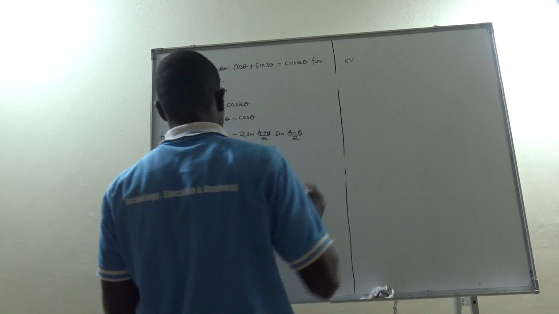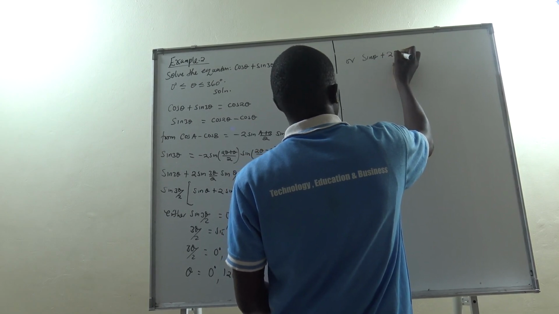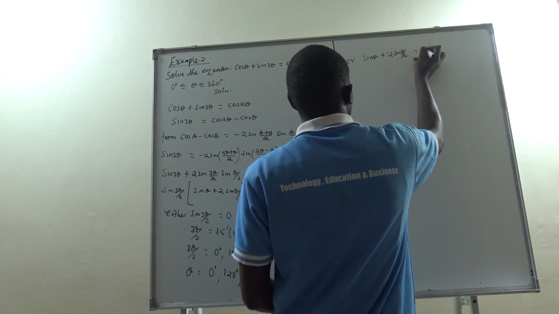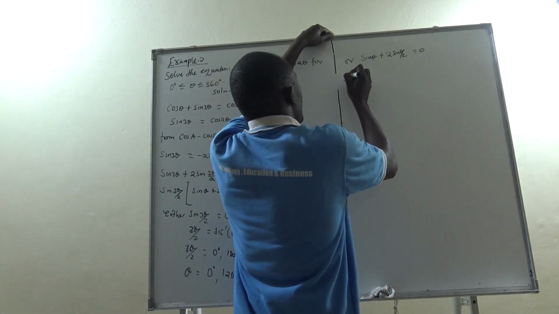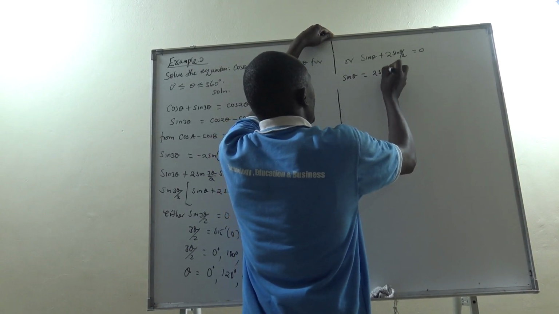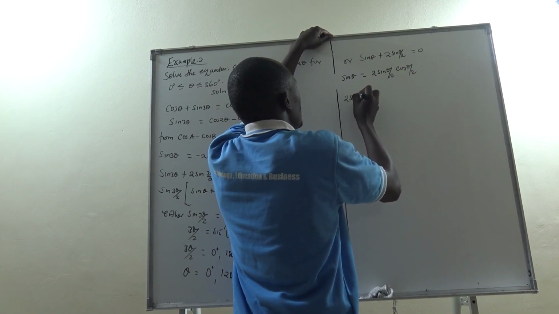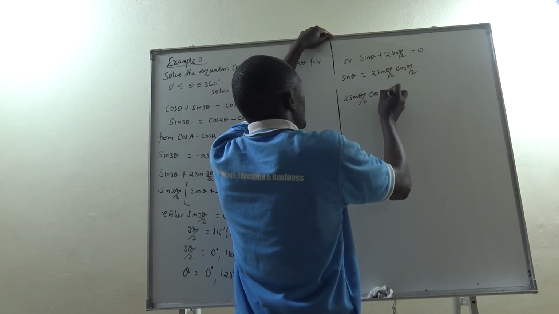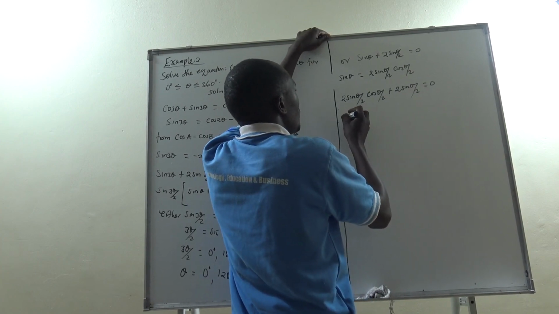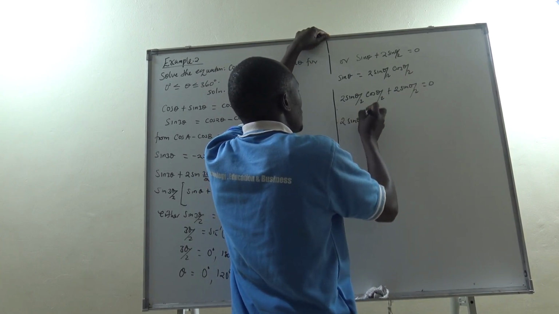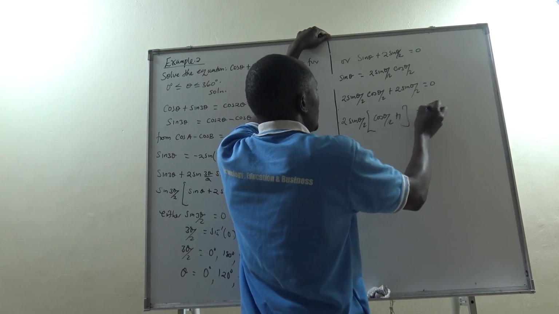or sin theta plus 2 sin theta by 2 equals 0. Again, recall, sin theta, we said, is the same as 2 sin theta by 2 cos theta by 2. So we substitute and it becomes 2 sin theta by 2 cos theta by 2 plus 2 sin theta by 2 equals 0. So what is common? What is common is 2 sin theta by 2. I remain with cos theta by 2 plus 1 equals 0.